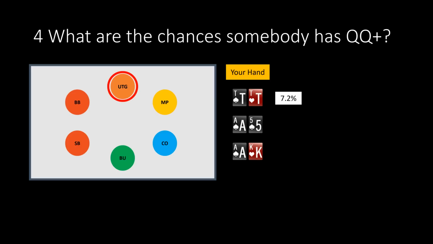For tens, we have a chance of running into queens or better of about 7%. With ace five suited, that drops quite a bit to 6%, and with ace king it's only back down to 5% roughly that we run into queens or better. Why is that the case?